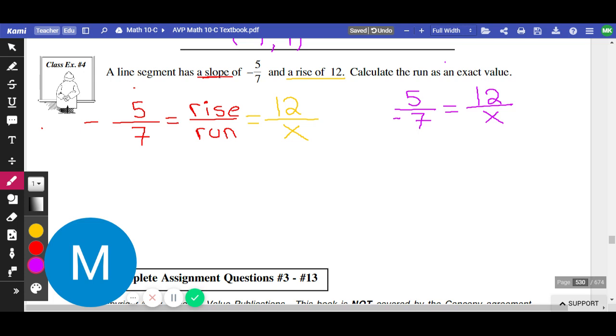Your goal is to get x by itself. When you get x by itself, it has to be on the top of a fraction. Right now it's on the bottom of a fraction, which isn't good for us. So we need to get it to the top of a fraction. To get it to the top, you multiply it to the other side. So you're going to multiply both sides by x. When you do that, it'll cancel out on the right side, and now you will have x times 5 over negative 7 equals 12.